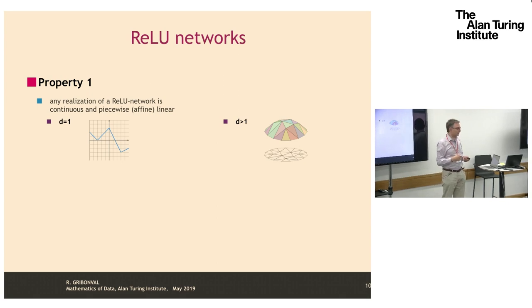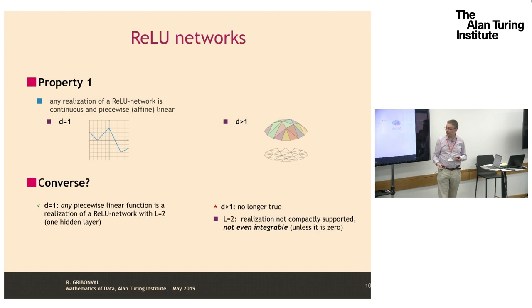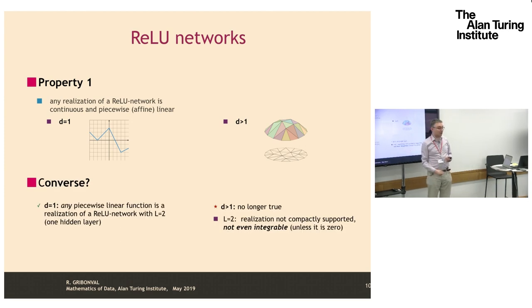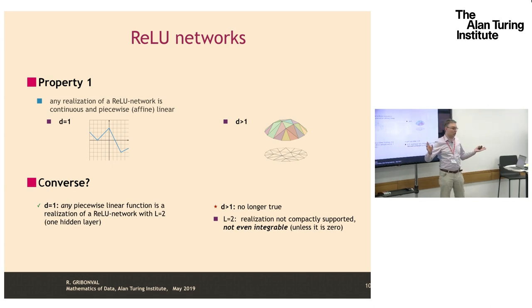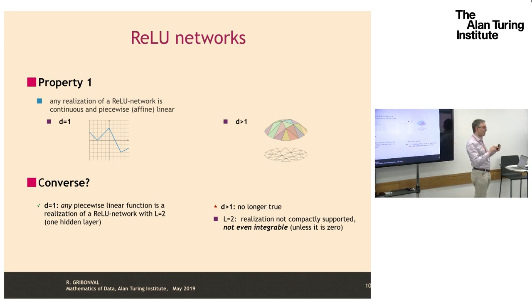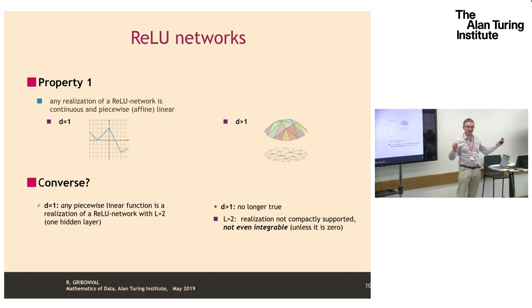Now, what about the converse? In fact, in dimension one, any continuous piecewise affine function can also be implemented as a ReLU network, where the number of pieces is essentially associated to the number of neurons in this network. And you only need two layers. You just need one hidden layer to implement any continuous piecewise affine function in dimension one.